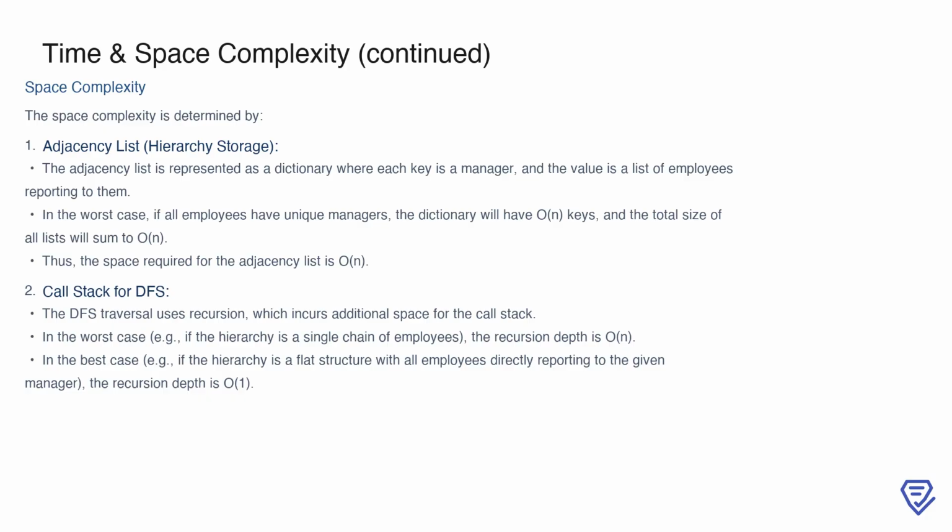The next factor is the call stack used during the DFS traversal. In the worst case, if the reporting structure is a single chain, the recursion depth will be O(n), as every employee is visited in sequence. On the other hand, in the best-case scenario where the hierarchy is flat, the recursion depth is O(1).